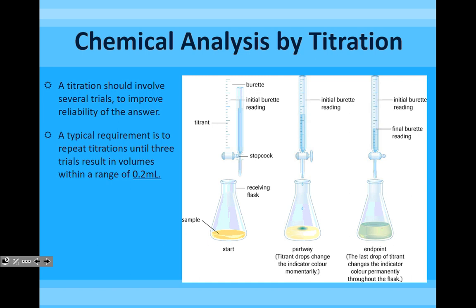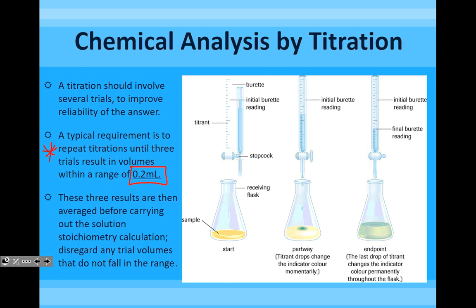A typical requirement, and this is really important, kiddos, is to repeat titrations until 3 trials result in volumes within a range of 0.2. If you complete a trial and the difference is more than 0.2, you actually have to do it again, because ultimately you want 3 values that are all within 0.2. These 3 results are then averaged before carrying out the solution stoichiometry calculation. Disregard any trial volumes that do not fall in this range.